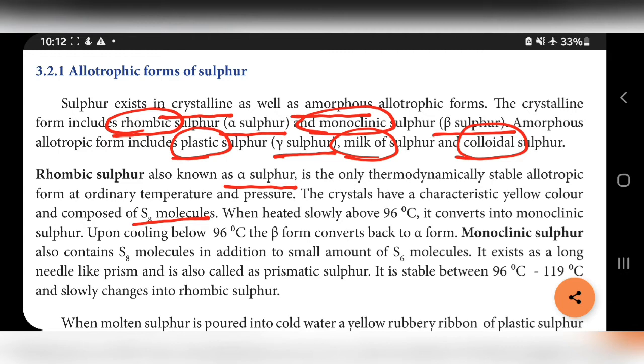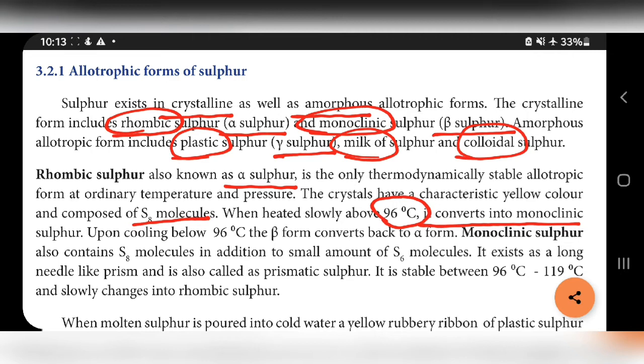When heated slowly above 96 degrees Celsius, it converts into monoclinic sulfur. So we can convert rhombic sulfur to monoclinic sulfur by heating above 96 degrees Celsius. Upon cooling below 96 degrees Celsius, the beta form converts back to the alpha form. That means monoclinic sulfur is converted again into rhombic sulfur.